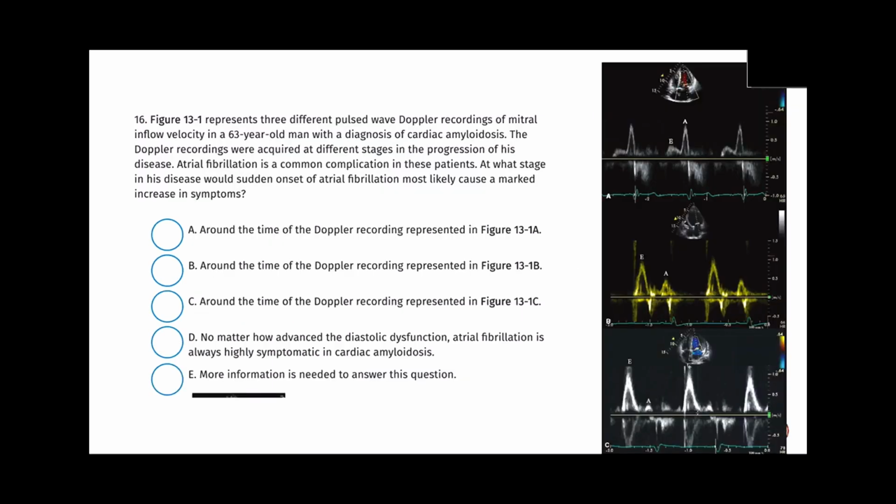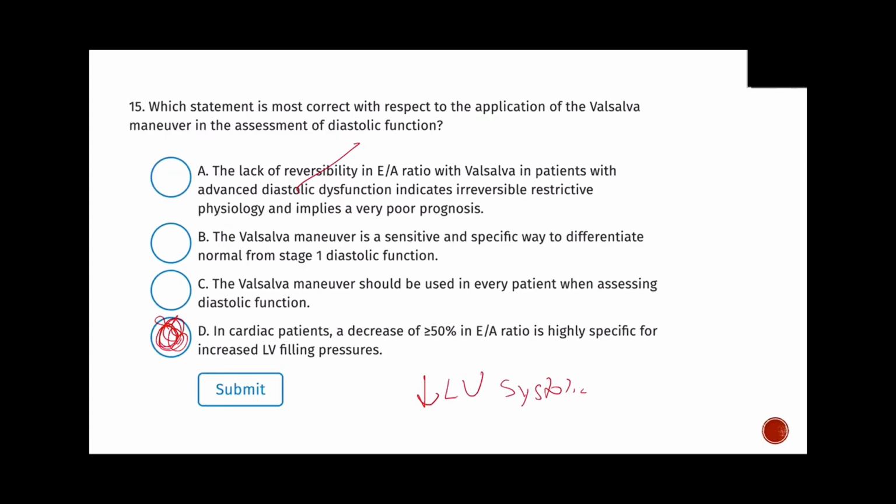But why is it D? Can you explain D and a decrease of greater than 50% in E to A ratio? Oh, so like if there's a reversal. So if this patient has grade 3 diastolic dysfunction, right, and they are able to reverse a little bit, even though it doesn't go all the way back. And that patient greater than 50%, is that like what they do in the labs? To be perfectly honest with you, I don't know of the study that they're referring to in this.